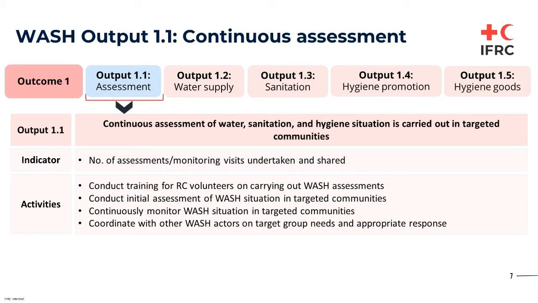Just as a quick recap, there are 5 outputs under outcome 1, each with its specific topic or sub-area. Under each output, we have a standard list of indicators and activities that can be chosen from. Once again, National Societies only choose the ones that are relevant and applicable to the emergency operations. Let's take a quick look at output 1.1, which relates to assessment, where you can see an indicator and 4 possible activities to choose from. Remember, for every indicator that is selected, there should be a target to measure the degree of achievement of that particular indicator.